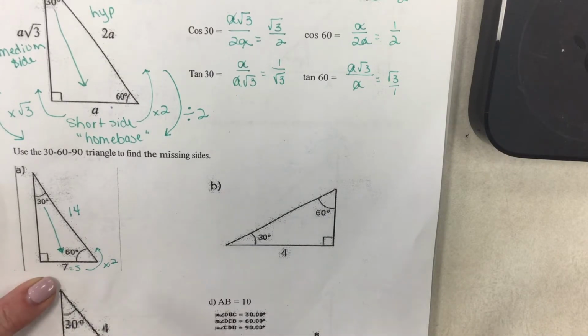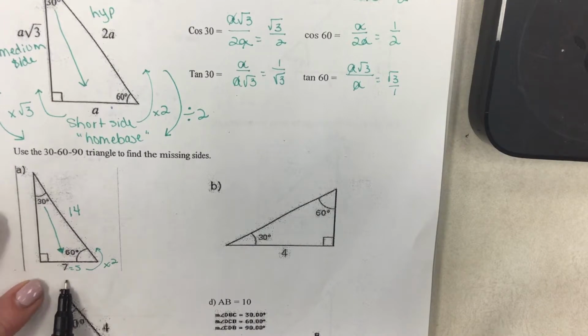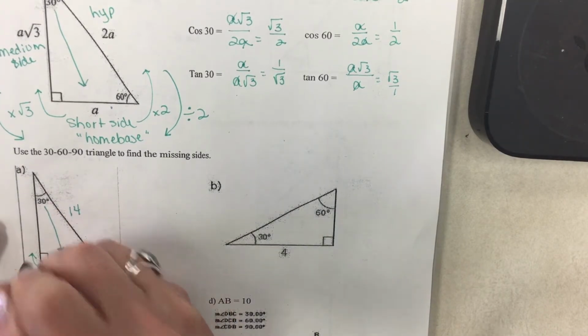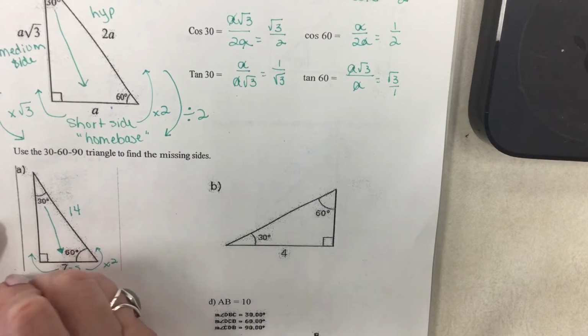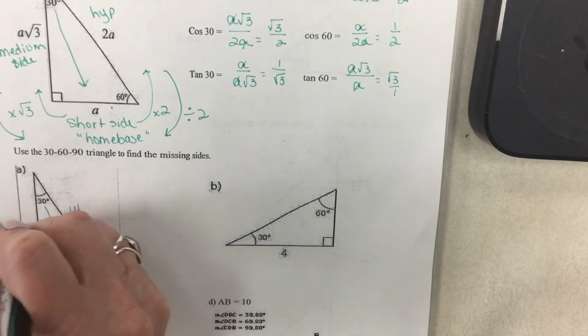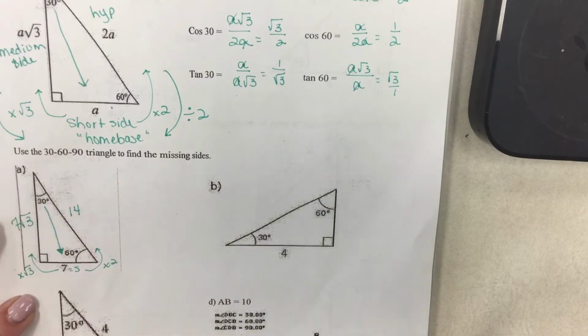Now notice, I go back to the home base. I'm coming back to home. And now I'm going to go over here to the medium side. And from the home base, it's where I always start, I multiply by square root of 3. So this becomes 7 times root 3. So everything is in reference to home, which is my short side. Okay? All right, let's look at B.